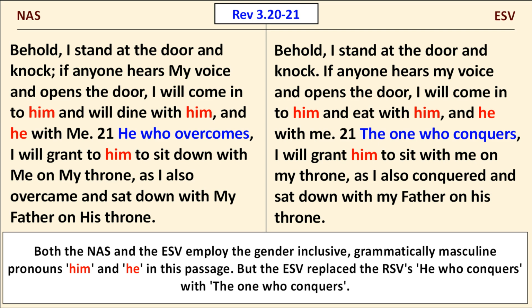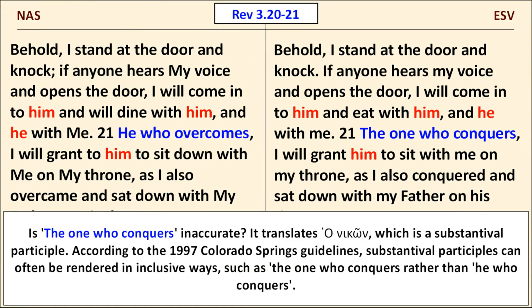The old Revised Standard Version read, "he who conquers here," like the NAS. The ESV changed that to "the one who conquers." Personally, I have no problem with the ESV's use of "the one who conquers" here, and that use is in keeping with the 1997 Colorado Springs Guidelines.